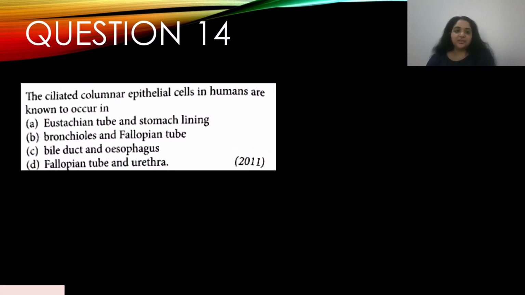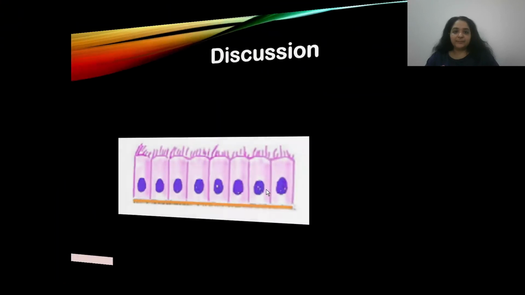Question number 14. The ciliated columnar epithelial cells in humans are known to occur in, this appeared in 2011. I think we already discussed this, so repetition. A. Eustachian tube and stomach lining. B. Bronchioles and fallopian tube. C. Bile duct and esophagus. D. Fallopian tube and urethra. So ciliated columnar epithelium is present in bronchioles and fallopian tube. We already discussed this. Answer is B.